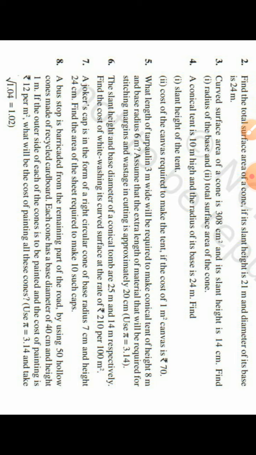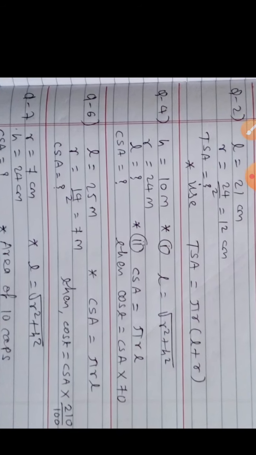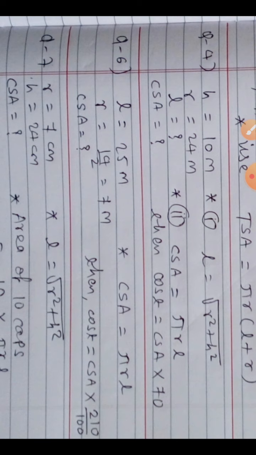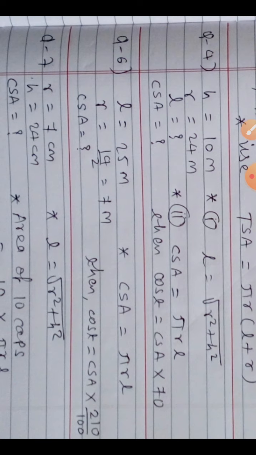Again it is simple. Slant height directly given, diameter given, so radius also given. You have to find CSA, then multiply by rate. Rate is given for 100 instead of 1. So L and R given. Find first of all CSA, then multiply by rate. So rate is here not 210 but 210 upon 100. Why? Here they gave for 100, not for 1. So we found for 1 by dividing by 100. So this is just like the previous one.